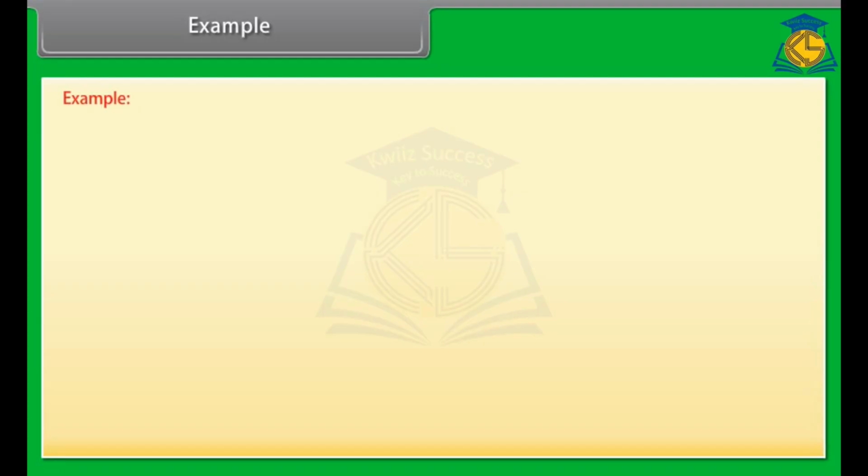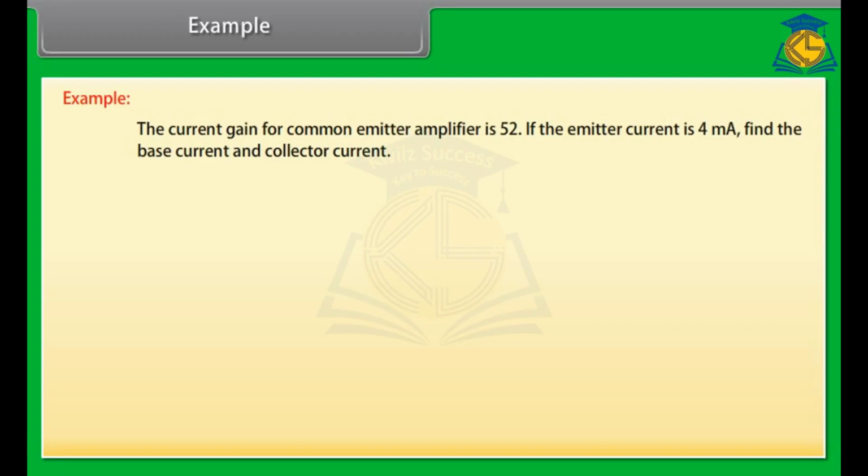Example. Let's take an example of transistor as an amplifier. The current gain for common emitter amplifier is 52. If the emitter current is 4 mA, find the base current and collector current. Let's see the solution. Given values are beta is equal to 52, IE is equal to 5 mA.